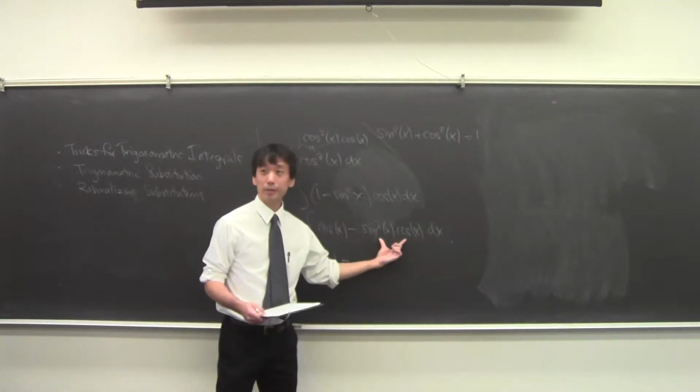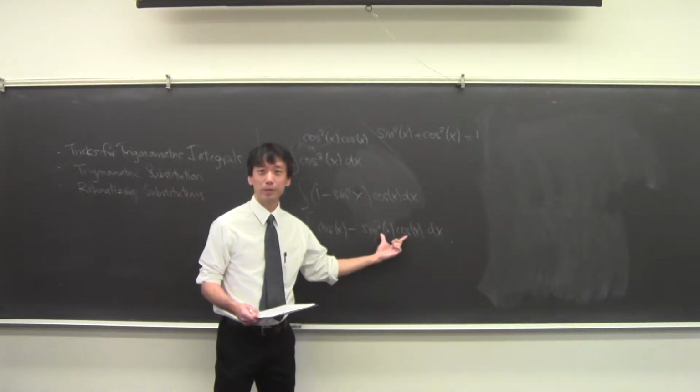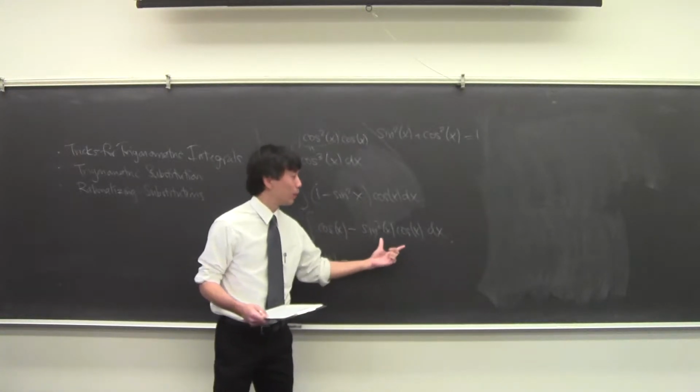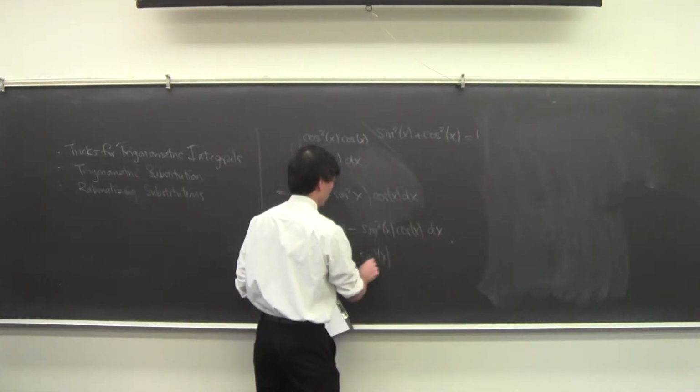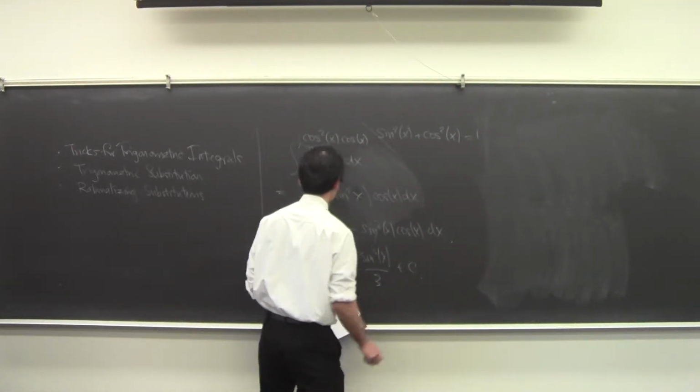Okay, so what's the answer for this? The antiderivative? Somebody just say it out. Is it 1/3 sine cubed? 1/3 sine cubed, exactly. Right, so sine cubed over 3.